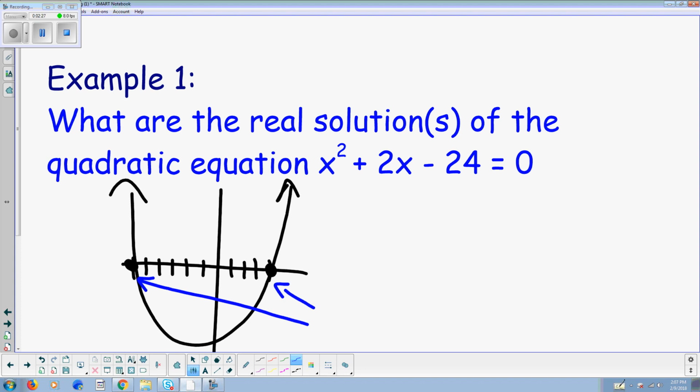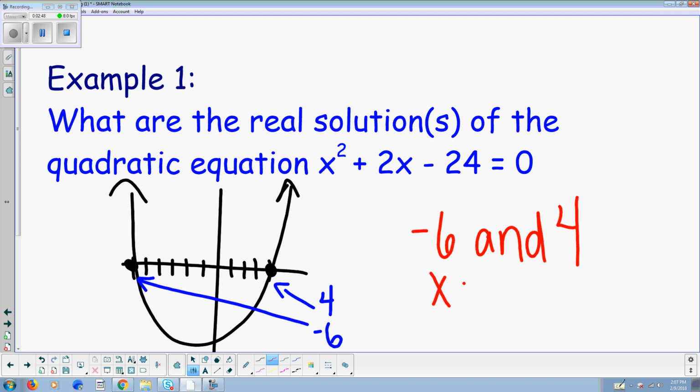One x-intercept is at positive 4, and the other x-intercept is at negative 6. So we would say that there are 2 real solutions to this quadratic equation, and the 2 solutions are negative 6 and positive 4. Some different ways we could see the solutions written: we could say x equals negative 6 and 4, or we could see a solution set of negative 6 and 4.